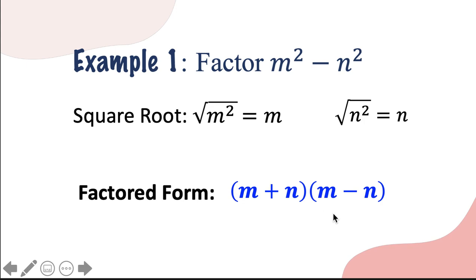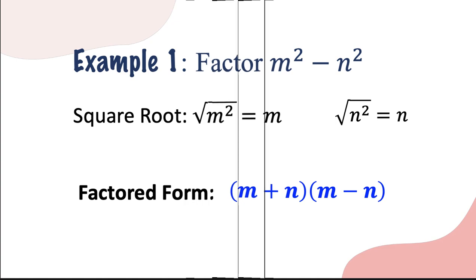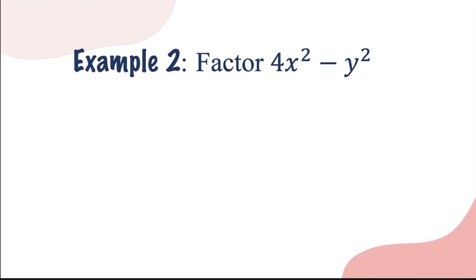To check this one, just simply multiply these two binomials, and again, use the FOIL method in checking, or any method that you want, as long as you can multiply these two expressions correctly. Next, let us proceed to our second example. The same steps that we're going to follow.